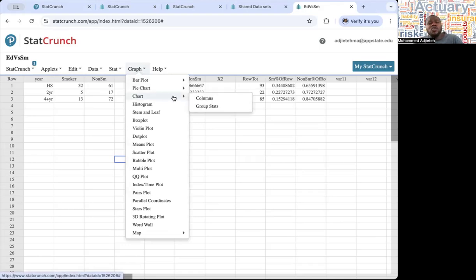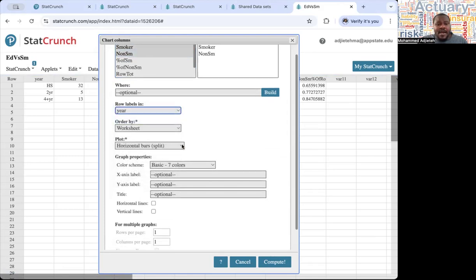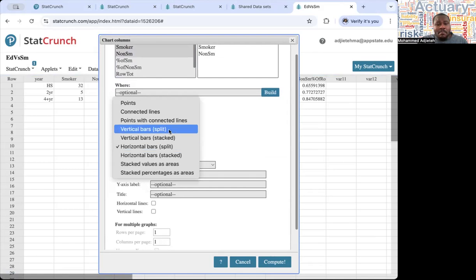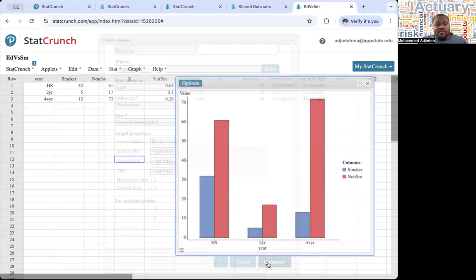I think the book also says you could use a bar plot, but I used chart to do that. So I hit columns. And what column do I have? I have smokers and non-smokers. And then I do my row labels here. I want vertical bars. And then I hit compute.